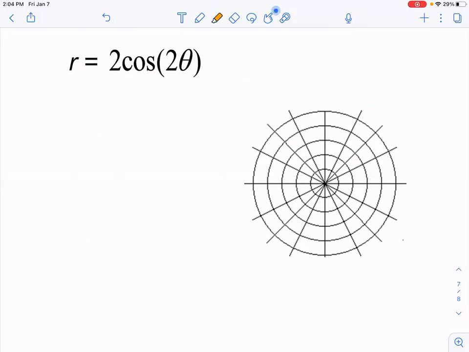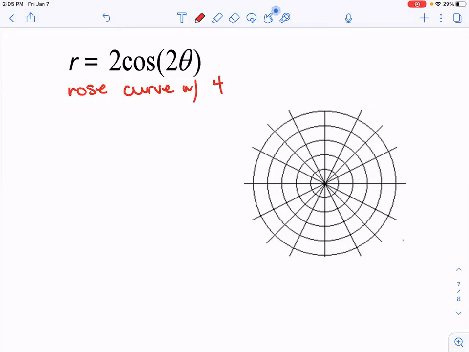All right. Grace, what kind of graph are we dealing with here? A rose curve with how many petals, Dane? 4. Okay.